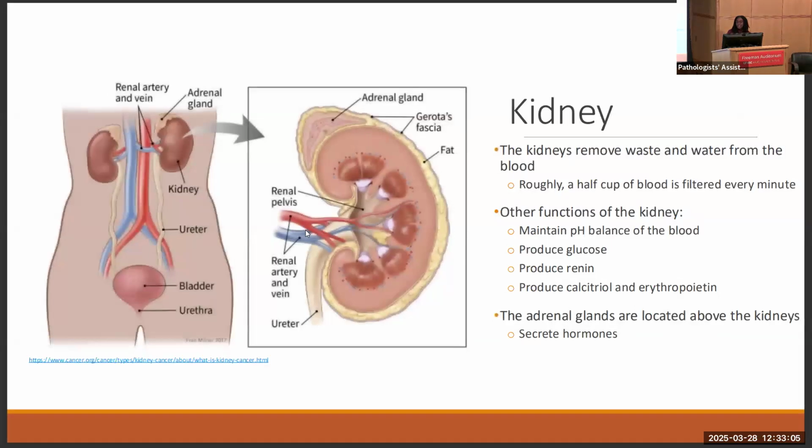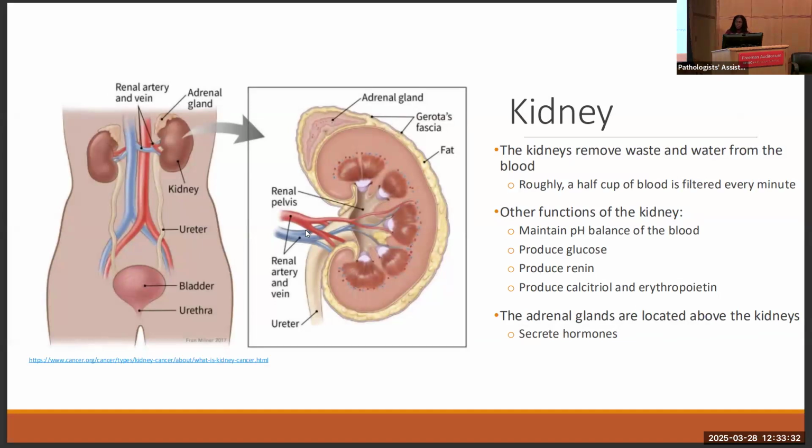Now the kidneys and their anatomy. The kidneys are a part of the urinary system, and they are two bean-shaped organs located beneath the rib cage on either side of the spine. They have many functions. However, their most important function includes removing waste and toxins such as urea and creatinine from the blood. They also help maintain a healthy balance of electrolytes.